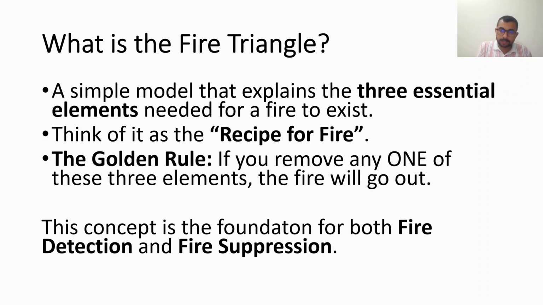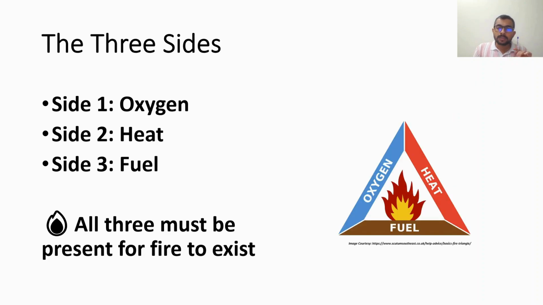In order for the fire to exist, all the three elements should be present. If you remove any one of them, then the fire is extinguished. And the fire triangle is considered to be the foundation for the fire detection and fire suppression systems. Okay, so next slide. As I said, the fire triangle consists of three sides. So, let's name each side. The first side is called oxygen, the second side is called heat, and the third side is called fuel.